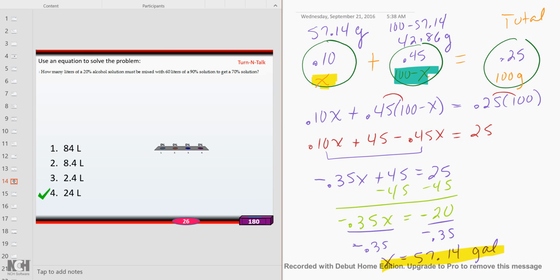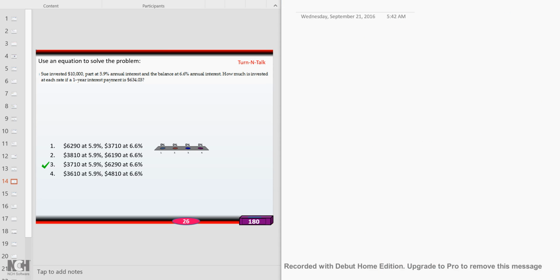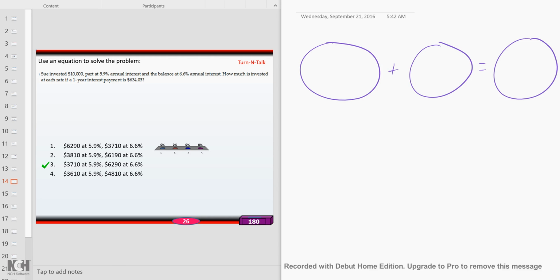All right, for slide 14, looking at this one, the other one's the same way. This one's talking money. It says, Sue invested $10,000, part at a 5.9% annual interest, and the balance at a 6.6% annual interest. How much is invested at each rate if a one-year interest payment is $634.03? Okay, so we're mixing money. She's investing in two different places to get a total of $634.03 as her interest payment.